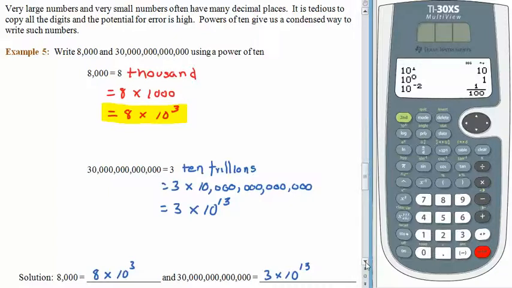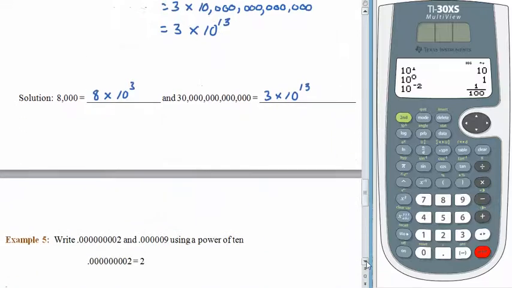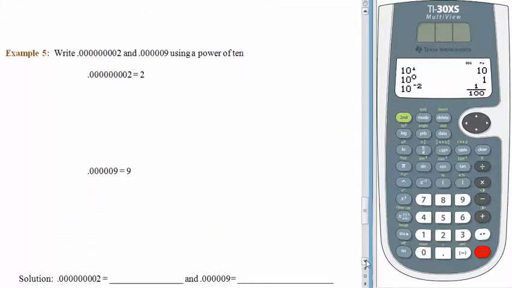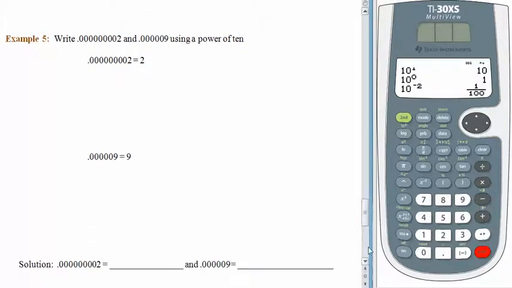All right, a little bit more. Let's slide onto the back page here. Same idea. We want to write both of these numbers using powers of 10. Oh my. Okay, so let's see what we have here. This is tenths, hundredths, thousandths, ten thousandths, hundred thousandths, millionths, 10 millionths, 100 millionths. This is trillionths. This is 2 trillionths. Not a big deal if you didn't know that place value.